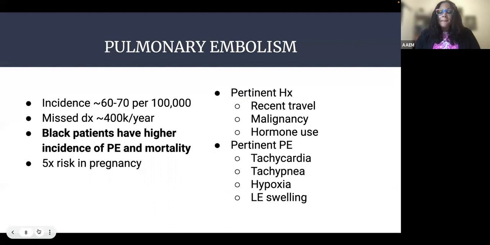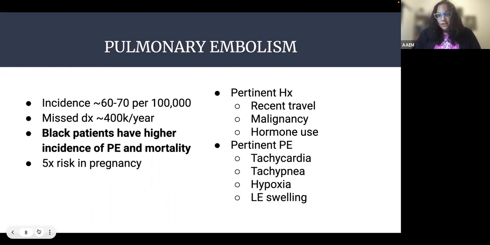that are missed. Black patients have a higher incidence of pulmonary embolus and mortality. They also have a higher severity of their pulmonary embolisms. When pregnant, patients are at 5 times increased risk of developing a PE.